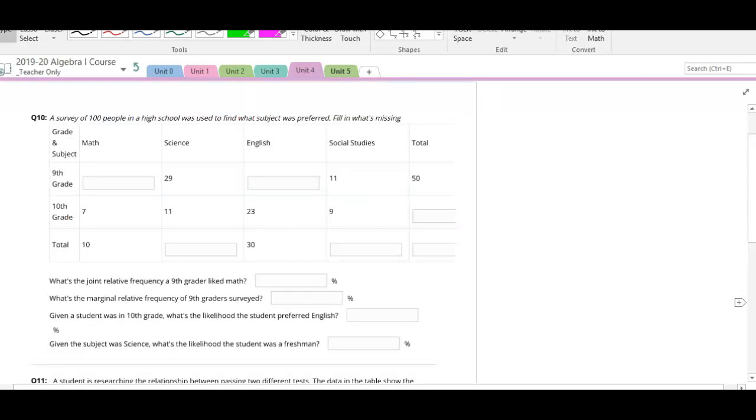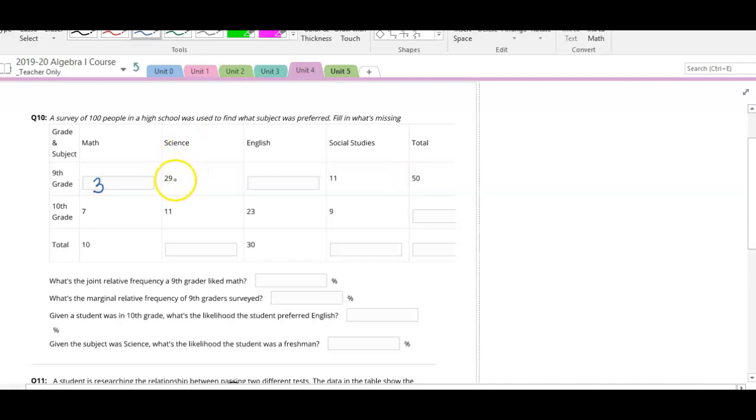Let's complete the table now. In the last table, it was completed for us, but let's try to complete this table together. Here we're looking at math, science, English, and social studies, and we're looking at 9th and 10th graders. Well, if there's a total of 10 people in the math class and 7 are in 10th grade, that means 3 are in 9th grade.